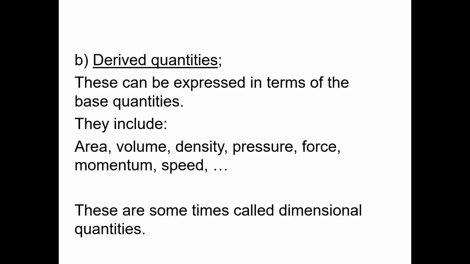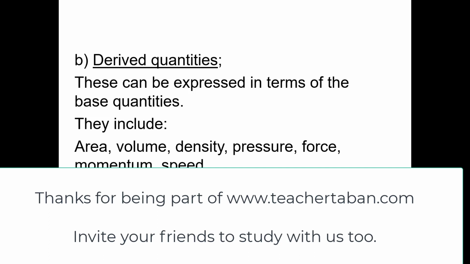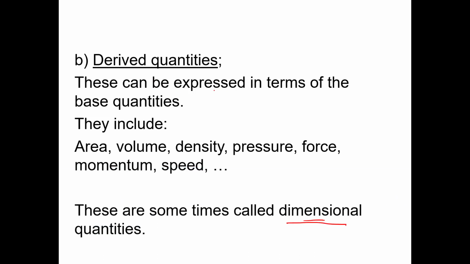Derived physical quantities. What are these? Sometimes we call these ones the dimensional quantities. And these are quantities that can be expressed in terms of the base quantities. In other words, they are got from the fundamental quantities. You can use multiplication or division and get these ones here. So they include, for example, area, volume, density, pressure, force, momentum, acceleration, speed, velocity, and very many others.